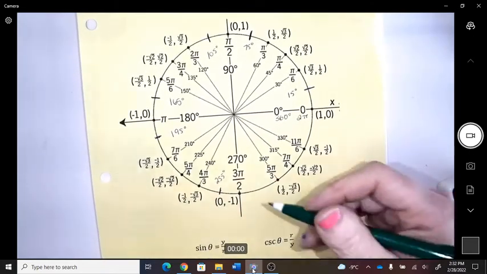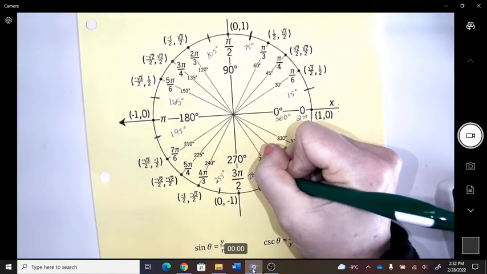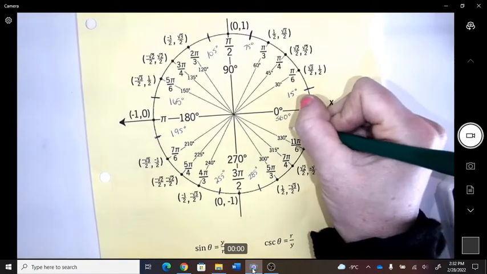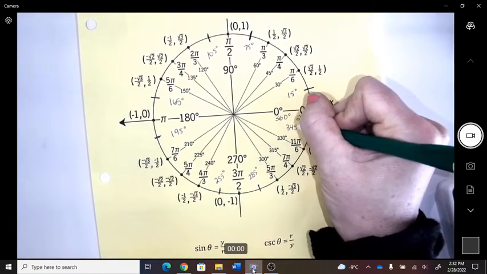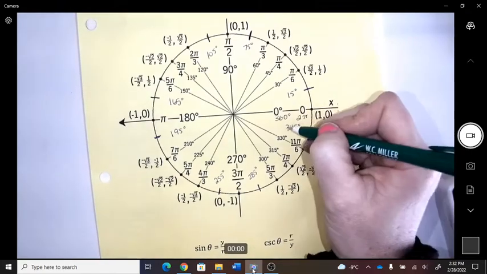255. Right after 270, 285. And then 245, right? 345. Did I say 245? Sorry, I wrote 345. Does that count for anything?